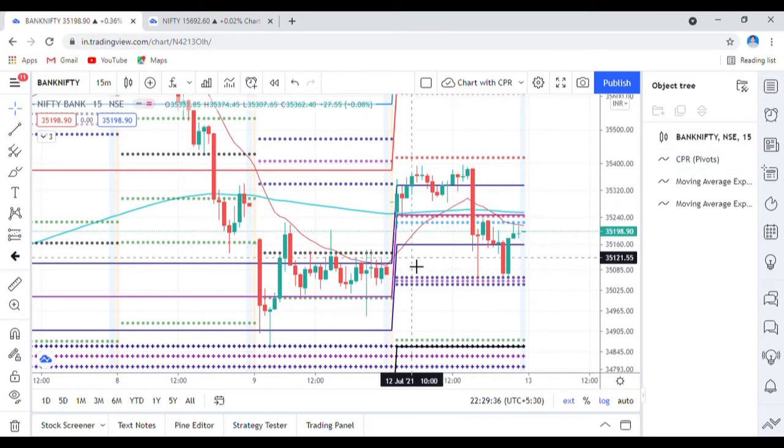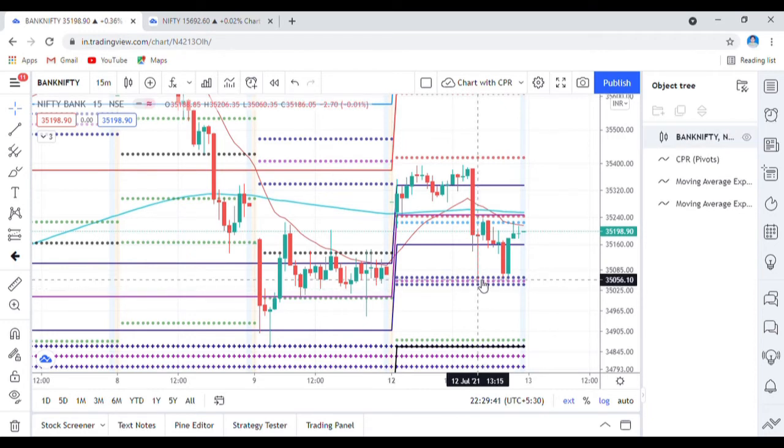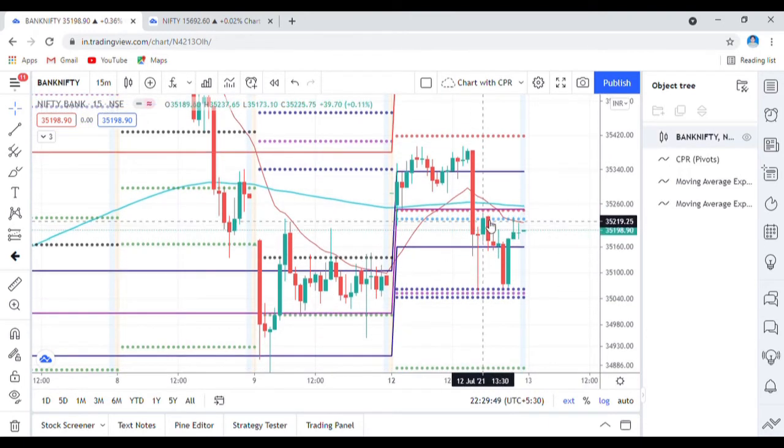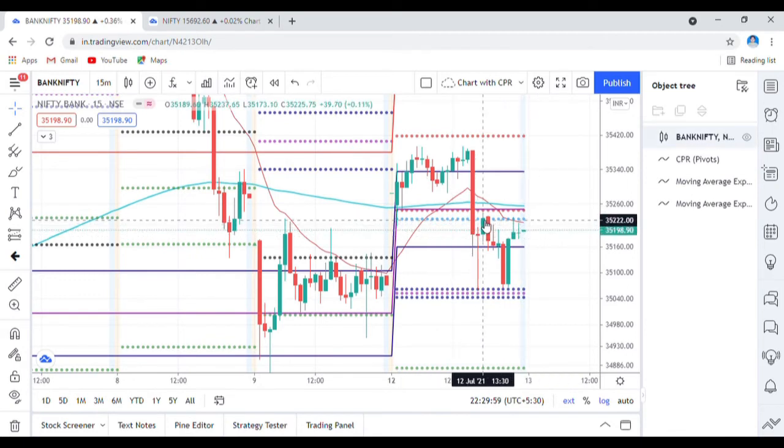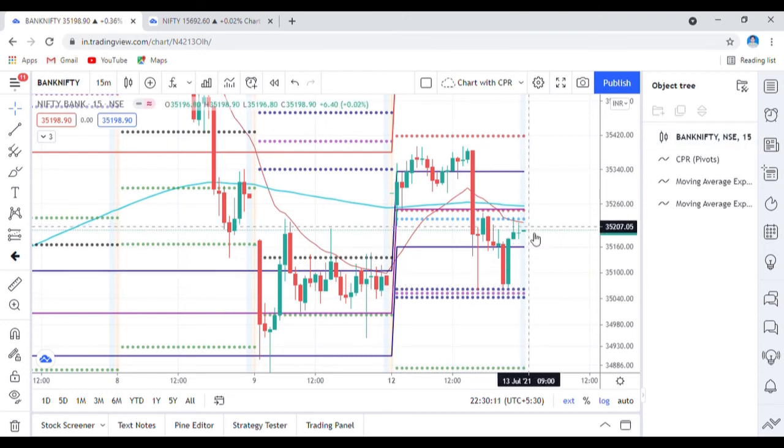and it covered the gap which it had created on that day, and it took the support near the daily CPR, and from there the market bounced and again it faced resistance near the PDH. This blue dotted line which you are seeing is the previous day high, that is daily previous day high, and from there again it faced resistance and that became again the supply zone, and from there again the market crashed and again it took the support near the daily CPR. From there again the market bounced.